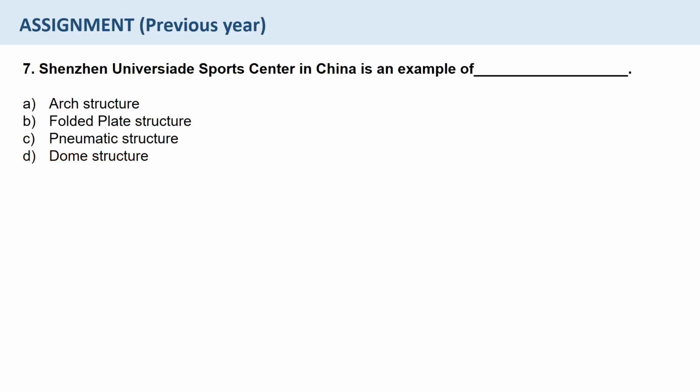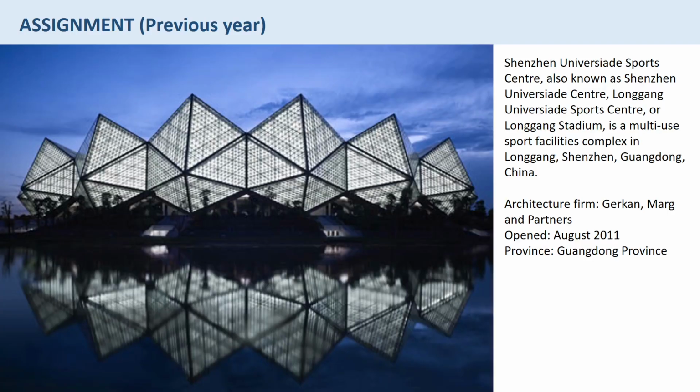Question number 7. Shenzhen Universiade Sports Center in China is an example of arch structure, folded plate structure, pneumatic structure, dome structure. So this is the Shenzhen Universiade Sports Center, also known as Shenzhen Universiade Center, Longgang Universiade Center, Sports Center or Longgang Stadium. It is a multi-use sports facility complex in Longgang, Shenzhen, Guangdong, China. It was built by architecture firm Gerkan, Marg and Partners. It was opened in August 2021. It is located in Guangdong province in China.